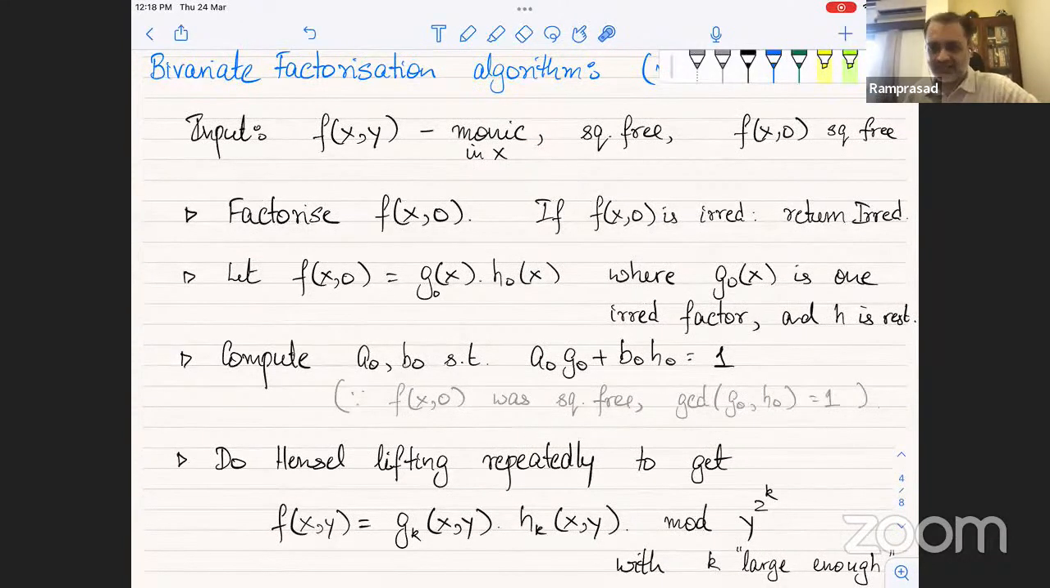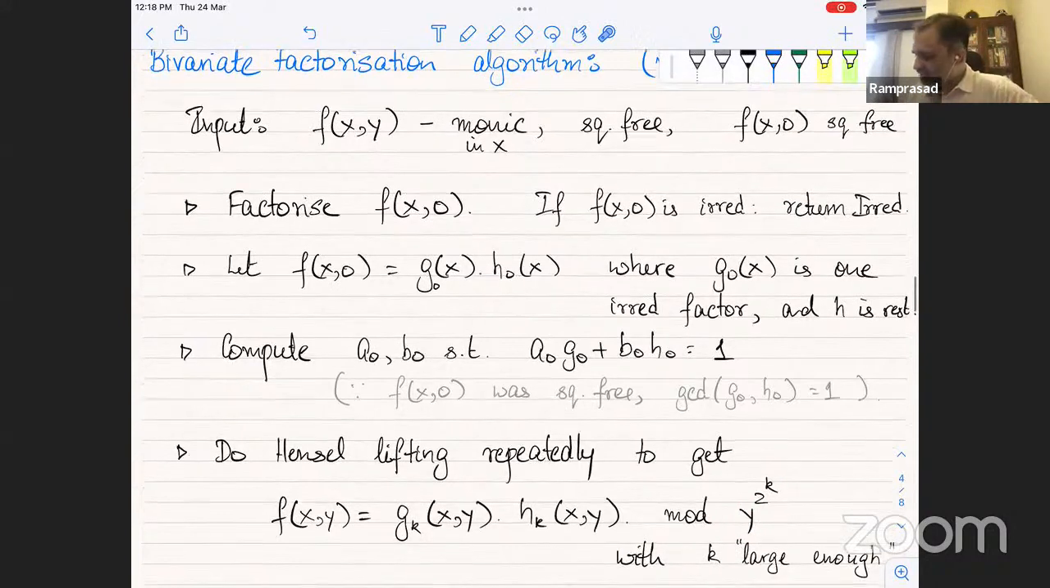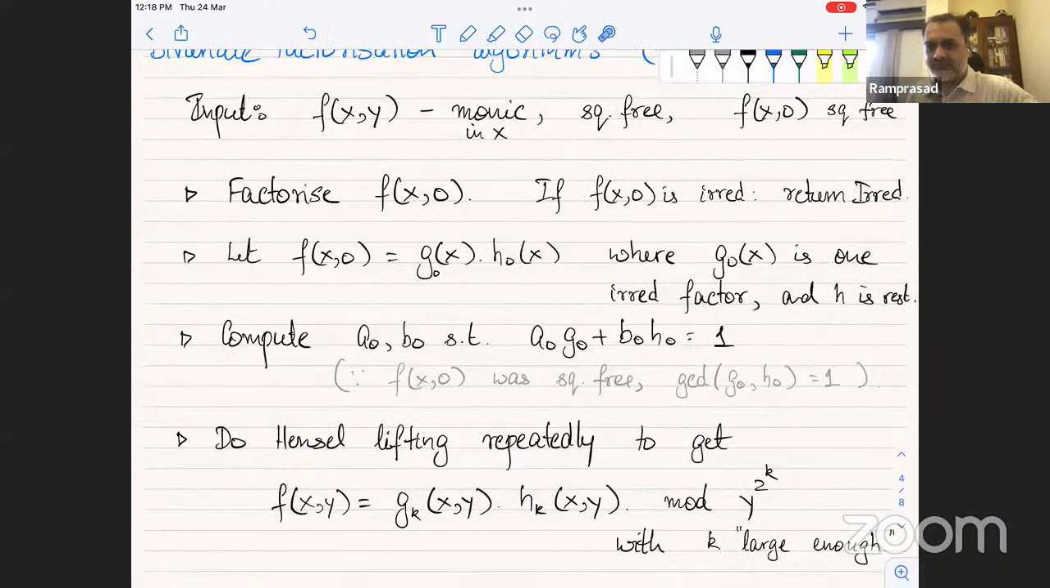Let's say you do this some k times. After k times, you will end up with two polynomials, gk and hk, that form a factorization of f mod y power 2 power k for your choice of k, and we'll just assume that this k is large enough. Maybe one of the things that Varun suggested was to choose k so that 2 power k exceeds d, because f is a polynomial of degree d only. So if you get a factorization mod y power something like d squared or d cube, it must have some information about the actual factorization, feels like.